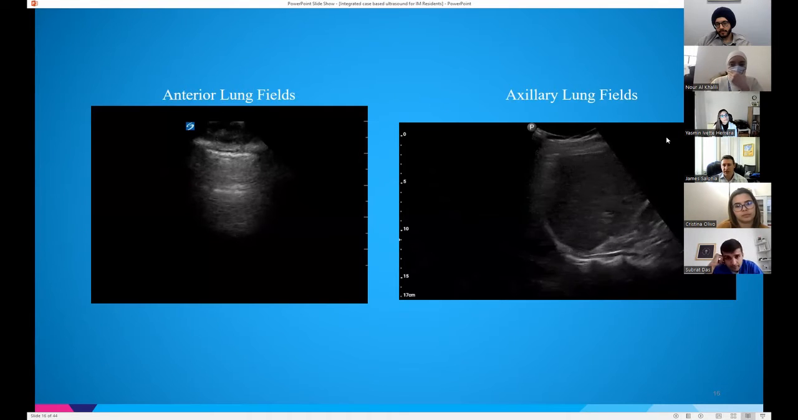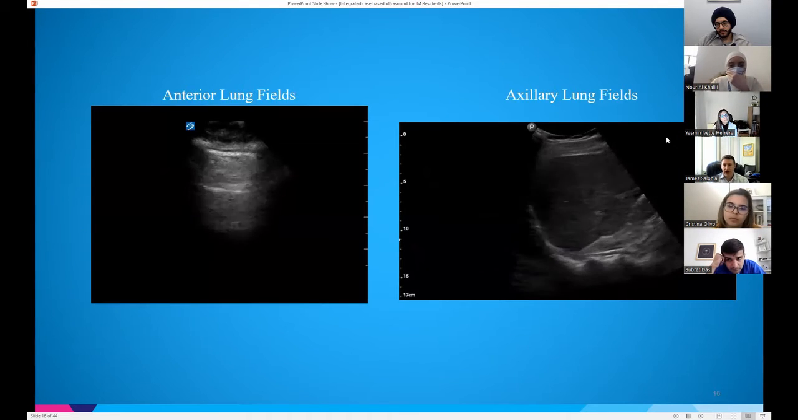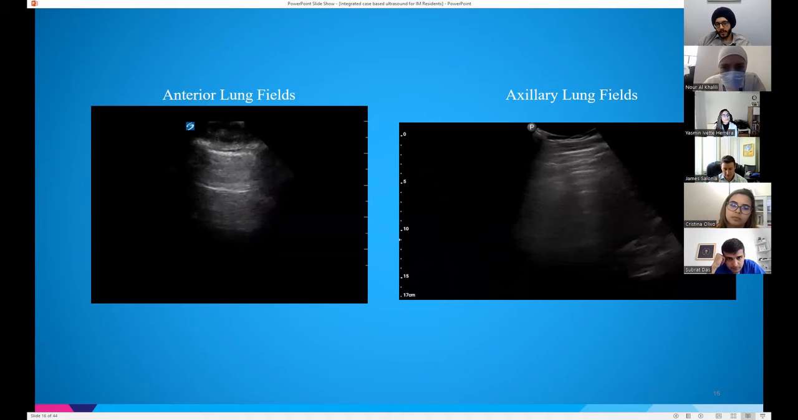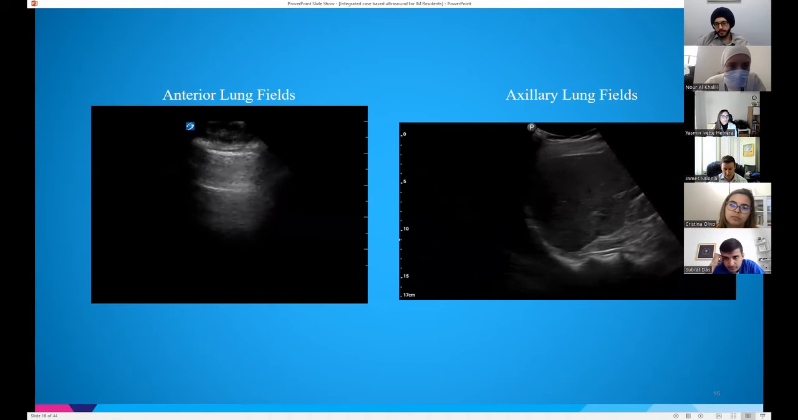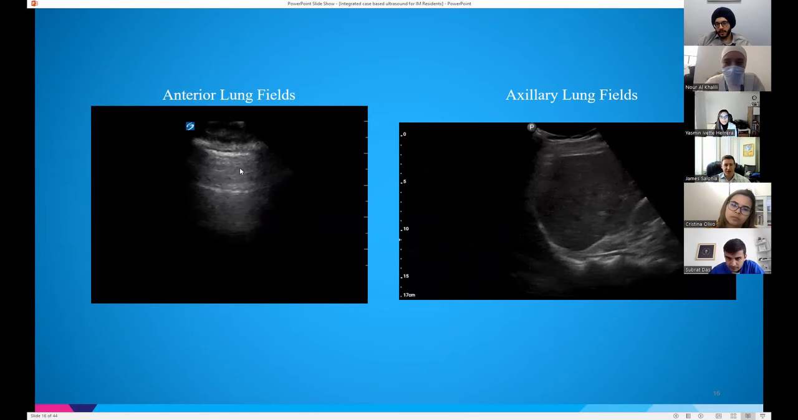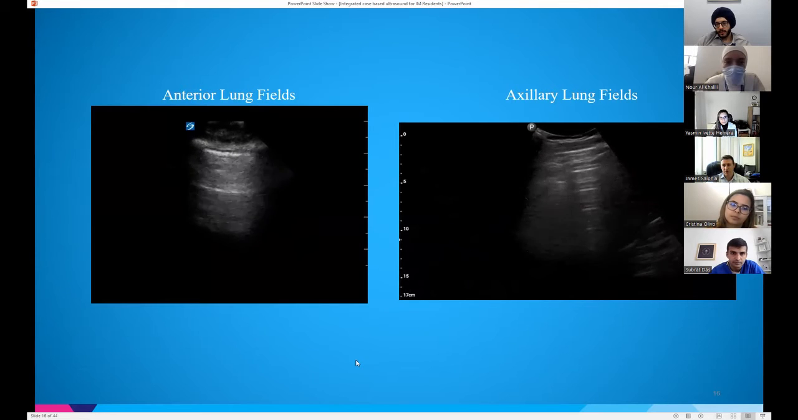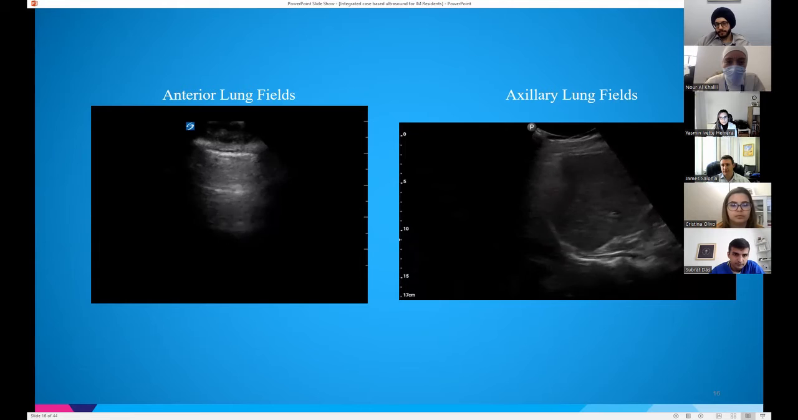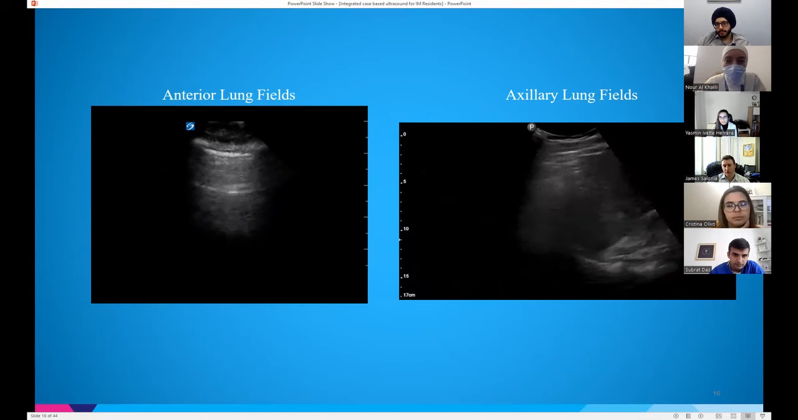So we're going into the anterior lung fields. We're trying to figure out what's going on. And what do we see here? A lines in the lung. A lines, good. And sliding lung, right? Yeah. So what profile? A profile. A profile, excellent.